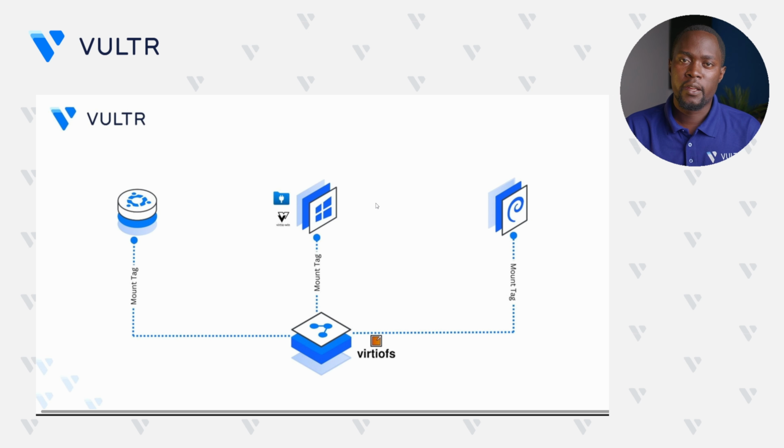In this particular demo, we shall experiment with how you can use a Vultr File System volume as a shared volume with multiple instances. In this graphic right here, you can see that we have an Ubuntu instance, a Windows Server instance, and a Debian 12 instance.